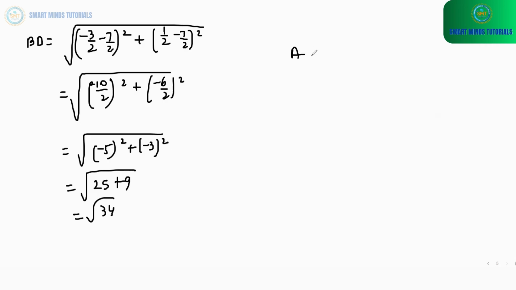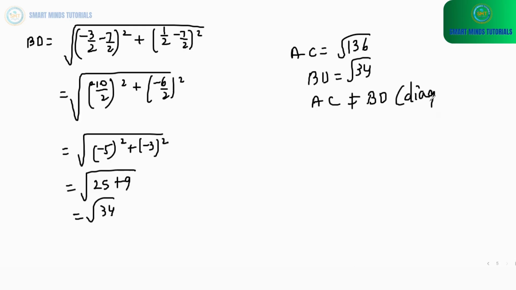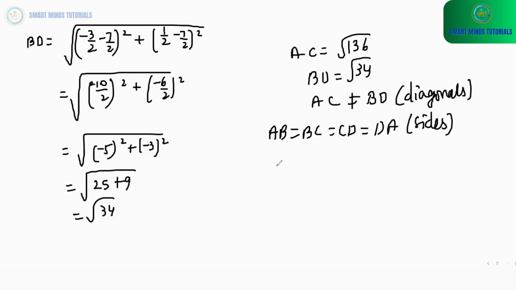So you got AC as root 136 and BD as root 34, which is not equal. AC is not equal to BD, which means diagonals are unequal. And sides are equal: AB is equal to BC is equal to CD is equal to DA, we got. That means sides are equal and diagonals are unequal. Therefore, it forms a rhombus.